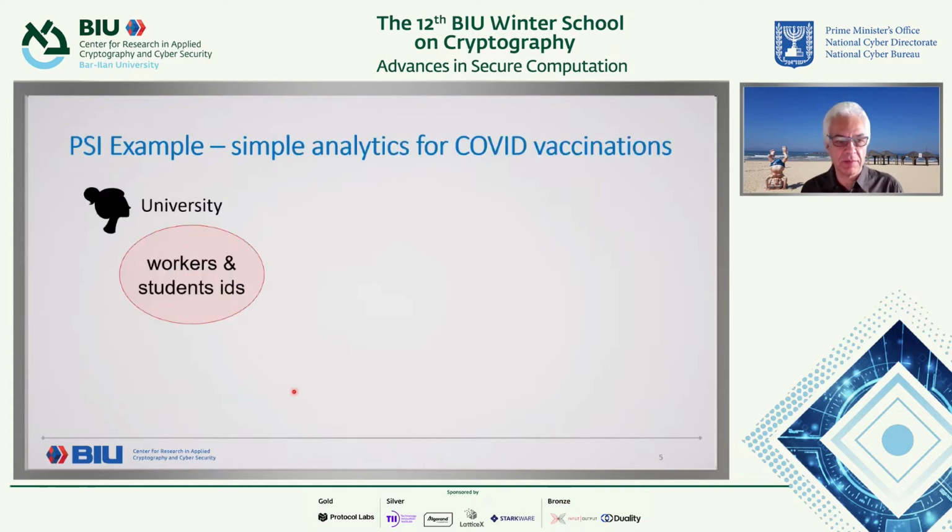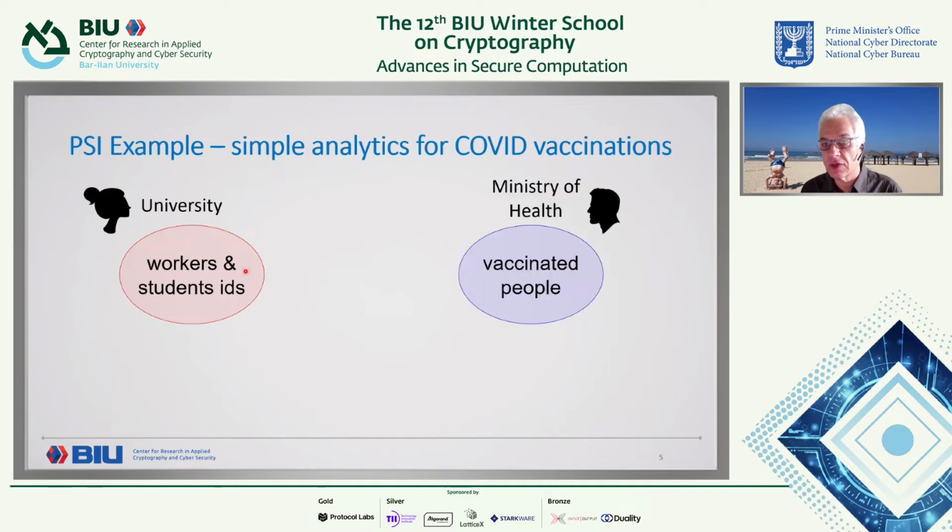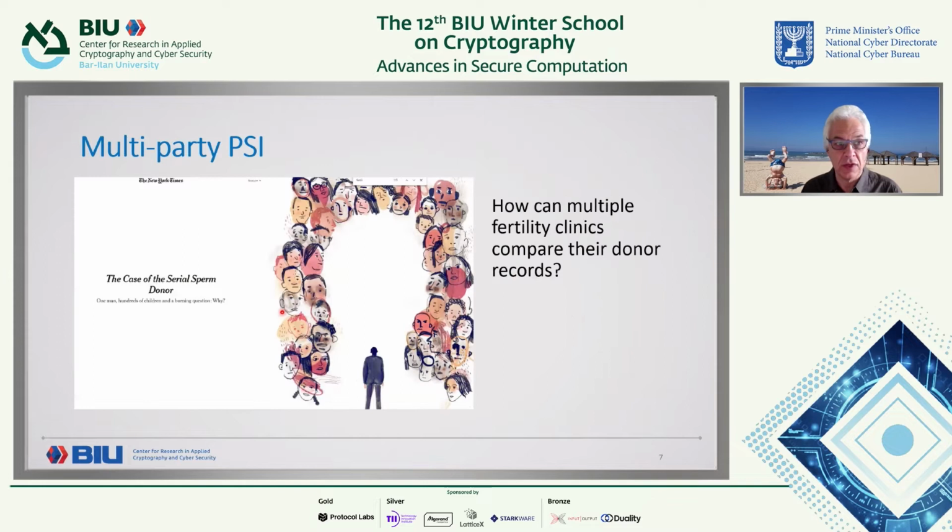So for analytics, we can think about an example, say, where a university knows the IDs of workers and students, and the government knows which persons were vaccinated, and you want to compute the percentage of people that were vaccinated inside the university. You don't want to reveal this information to each other, just to compute this percentage. So for this, you need to know how many people are in the intersection. Another interesting example is this story from the New York Times, where apparently there are people who go to many fertility clinics and serve as sperm donors in many of them because they want to have many children. And then the fertility clinics want to identify if a certain person came to more than one clinic, but otherwise they want to keep the identities of sperm donors private.